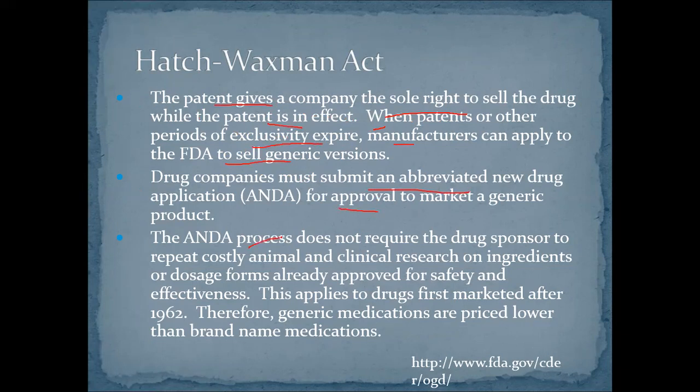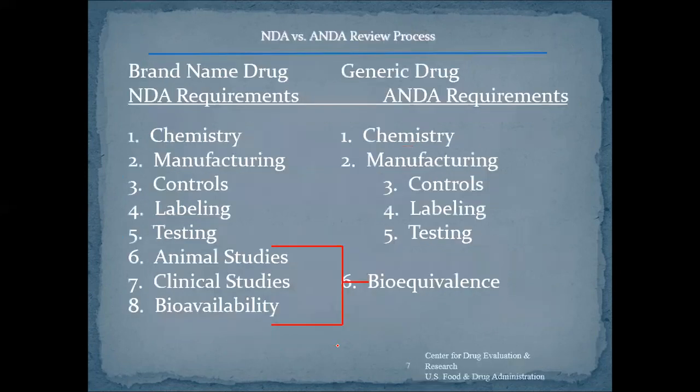Why is the ANDA process less costly? Because you do not need to repeat the costly animal and clinical research on ingredients and dosage forms. What you need to do is go for bioequivalence and bioavailability studies, and that is why generic medications are priced lower than brand name medications.